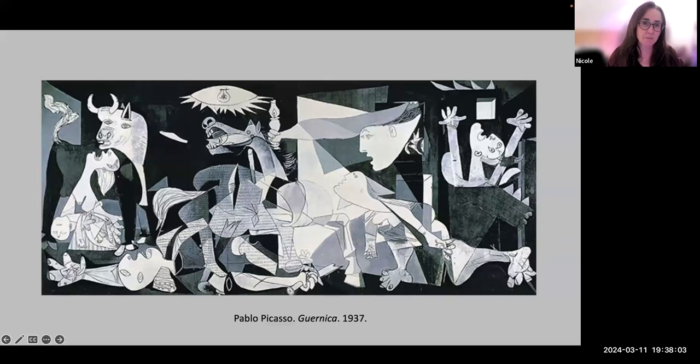Picasso described the painting itself as an instrument of war. And although the work stems from a specific incident, it is a statement of protest against the brutality of all war.